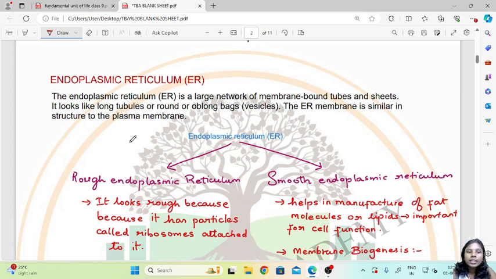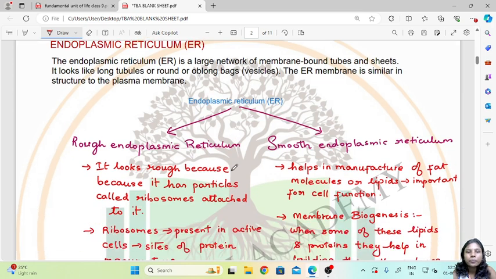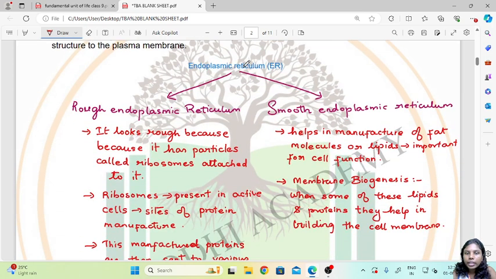They look a lot like long tubes, or they look circular or like oblong bags, like tiny vesicles. This ER membrane has a structure that is similar to that of the plasma membrane. Now the endoplasmic reticulum is further divided into two categories: one is the rough endoplasmic reticulum and the other is the smooth endoplasmic reticulum.